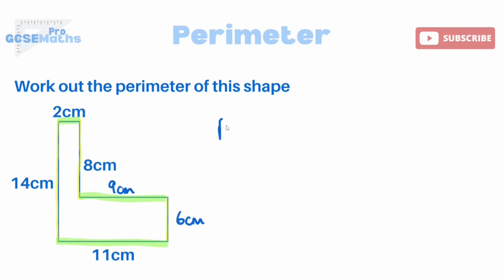Now, finally, to actually work out the perimeter, as we said, 14 plus 2 plus 8 plus 9 plus 6 plus 11. And you would just add those together, which should give you 50 centimeters. That's it, that's the perimeter.